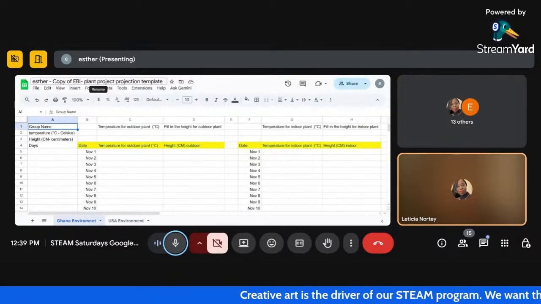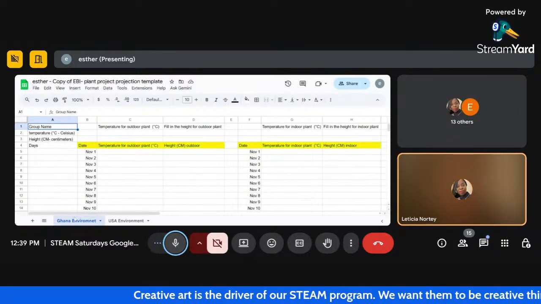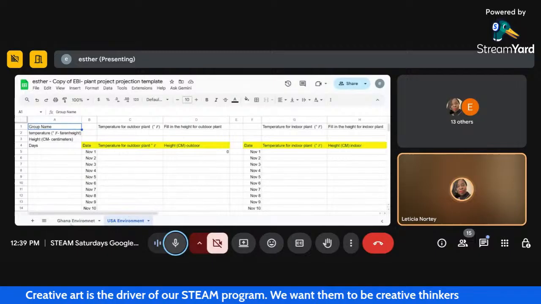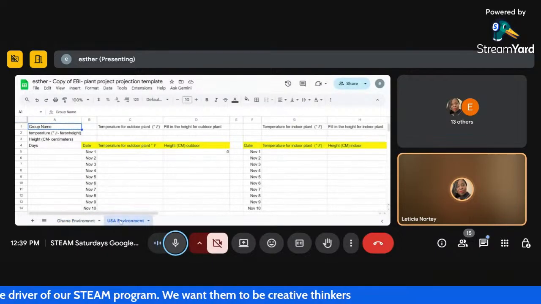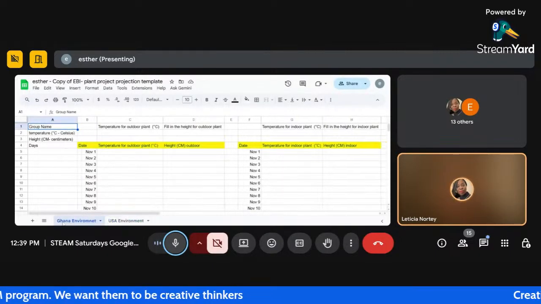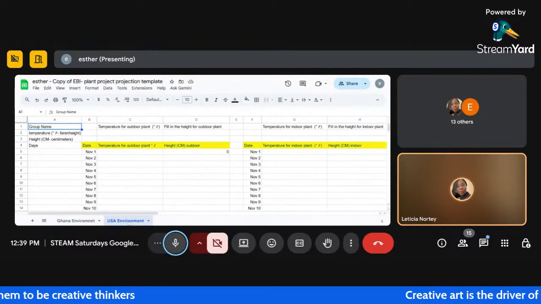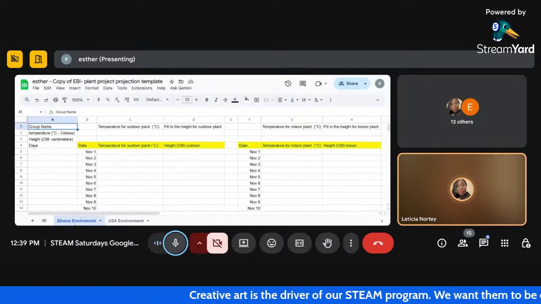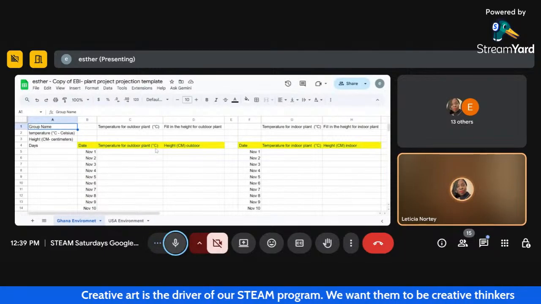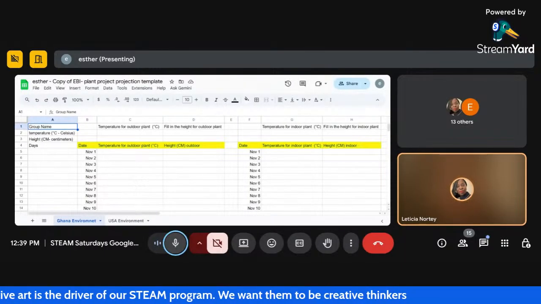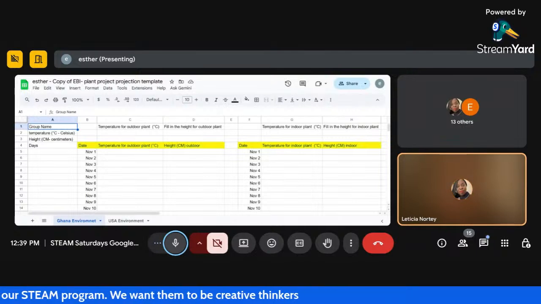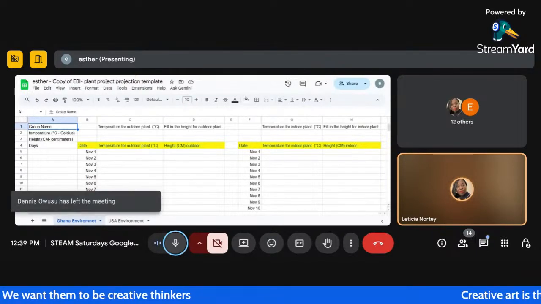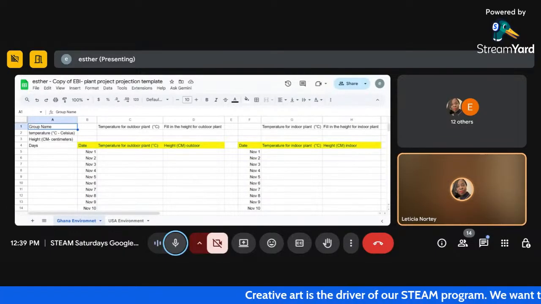Am I making sense? So we have Ghana environment, USA environment. If you are in Ghana, you use this tab. If you're in the US, you use this tab. Why? The US is Fahrenheit. Ghana is Celsius, right? Because we don't want to confuse you guys, that's why we have set it up and tailored it, because we are cross-culturally learning from each other. So we are doing Celsius for those who are in the Celsius environment, and those who are using Fahrenheit, you have your stuff here.